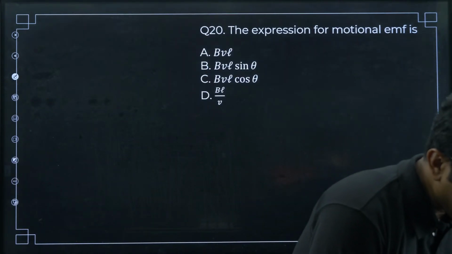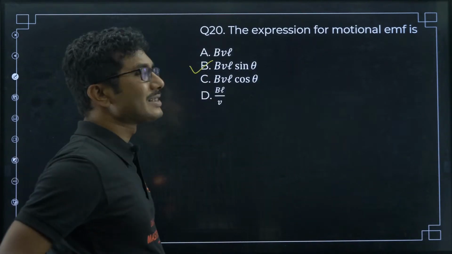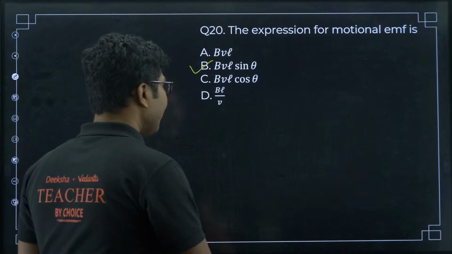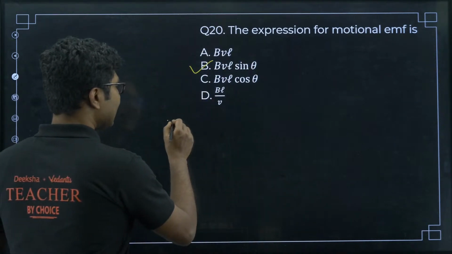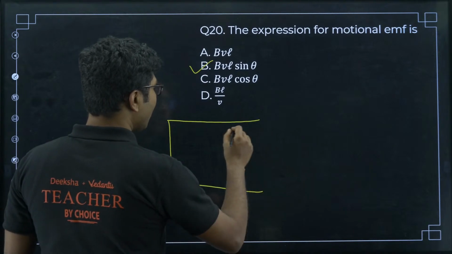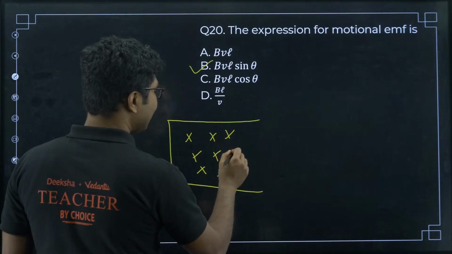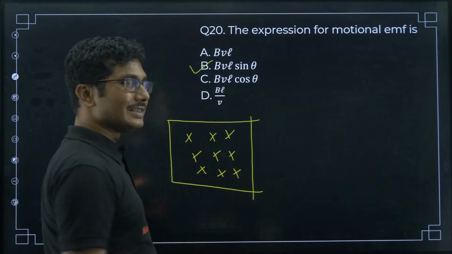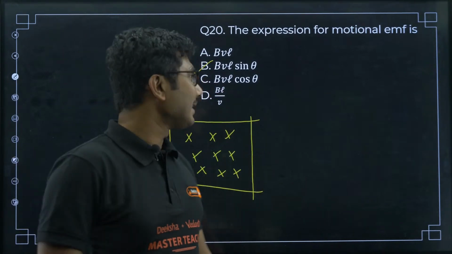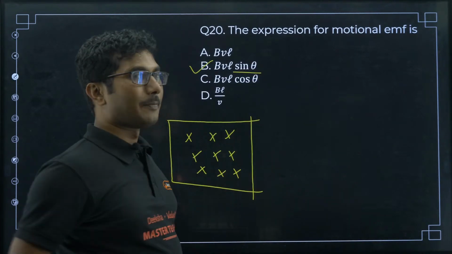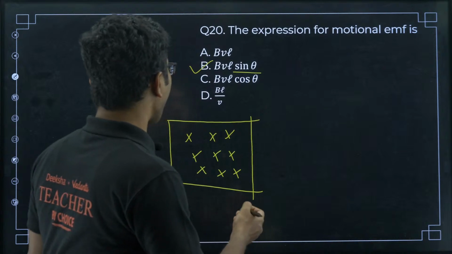Punit is saying 20b, Uday is saying 20b. Yes, correct is 20b, BVL sin theta. If you remember, when we consider the induced EMF in motion, we say that the magnetic field is perpendicular, so sin theta is 90 degrees. This is the easier one. If it is not 90 degrees, we have to take the component, and that will give you a sin theta. So BVL sin theta is the common general formula.